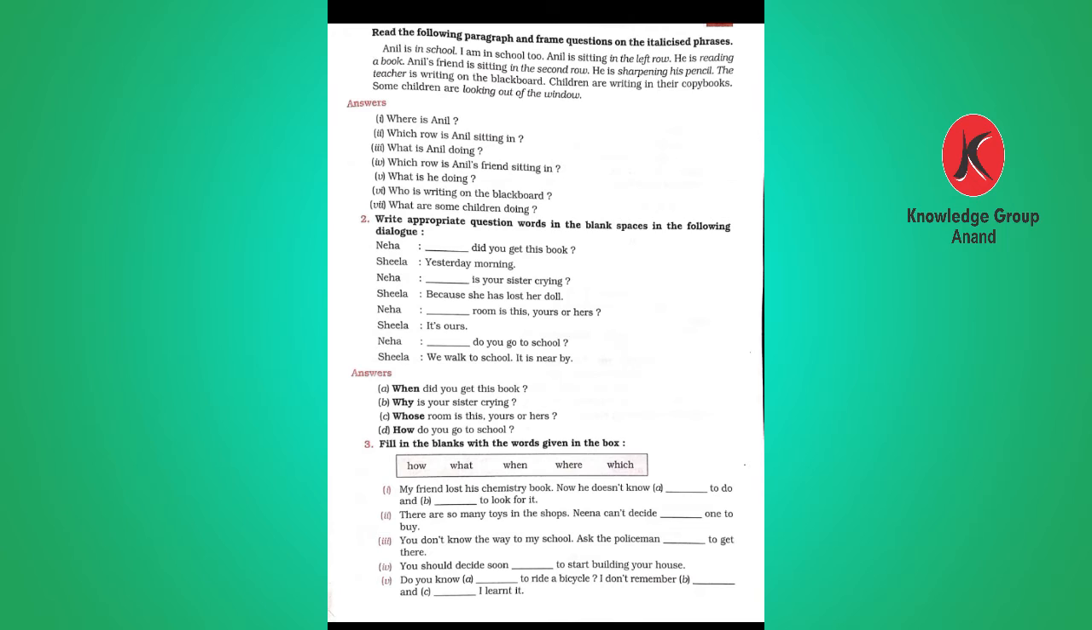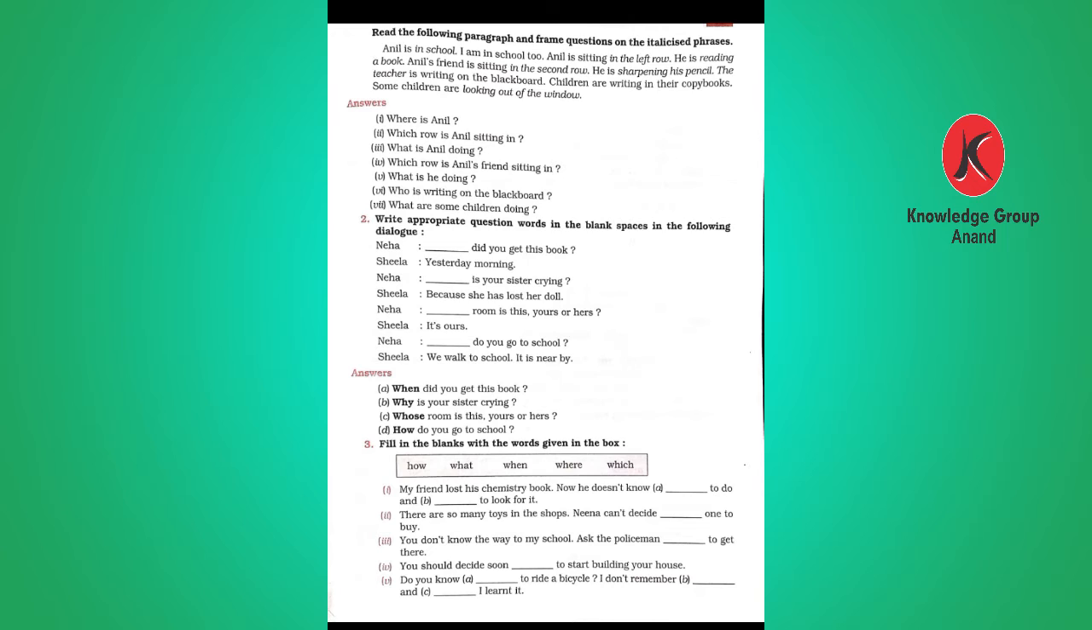You don't know the way to my school. Ask the policeman dash to get there. So, ask the policeman when to get there. Number 4: you should decide soon dash to start building your house.